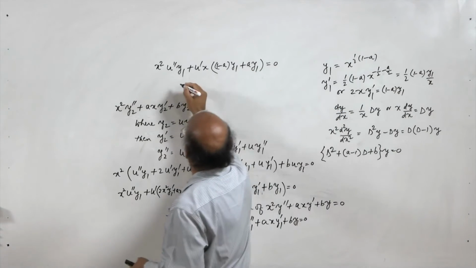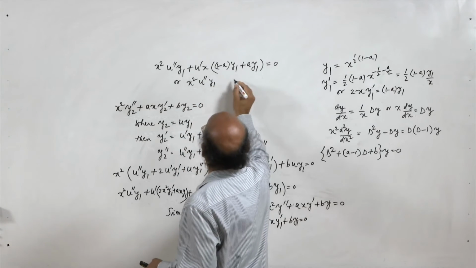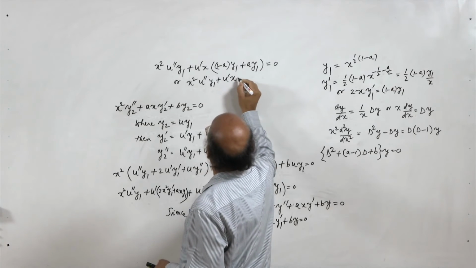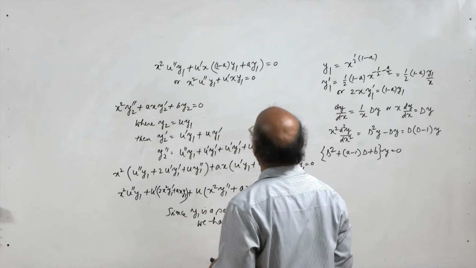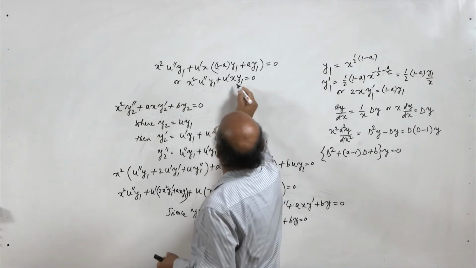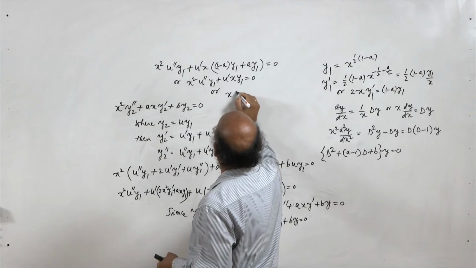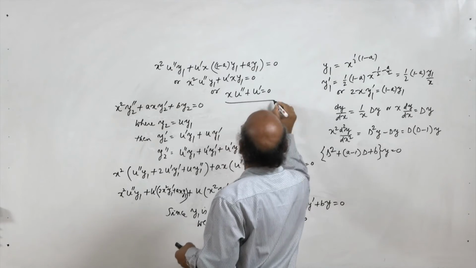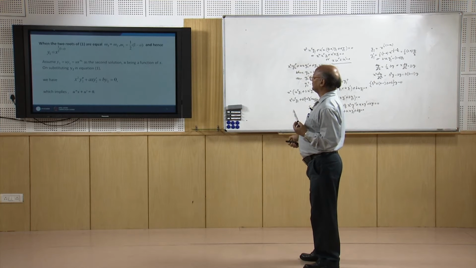So, we will get x square u double dash by 1, and then this a by 1 will cancel, we will get u dash by 1 equal to 0. Or we can say now y1 is x to the power half of 1 minus a. Let us remove this y1 and we will get x u double dash plus u dash equal to 0. So, we get x u double dash plus u dash equal to 0.